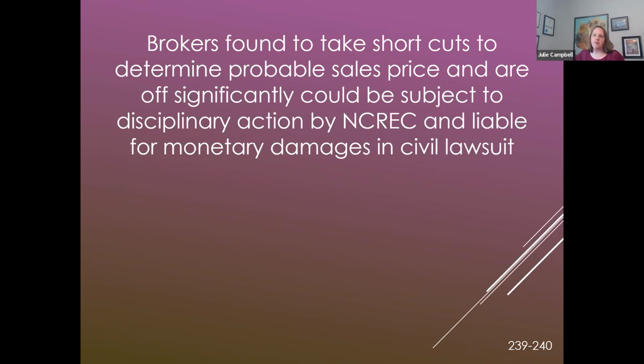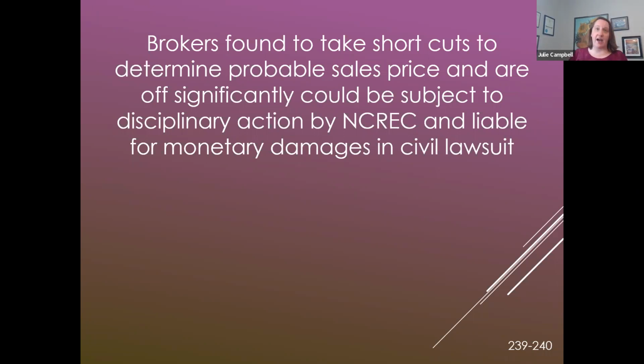So we're going to talk about some of the different approaches to value that the appraiser takes to determine value. But we're going to learn that what we do in some cases is similar. It's just the output is different. The appraiser says value and gives an exact number. We say probable sales price and give a range.